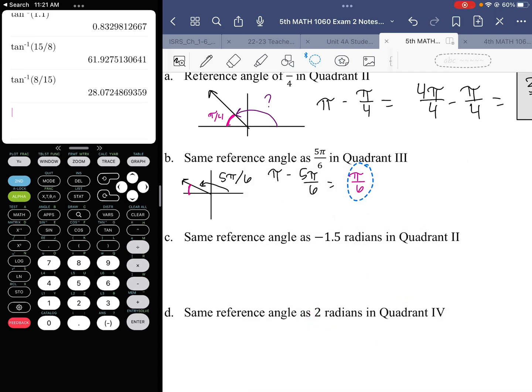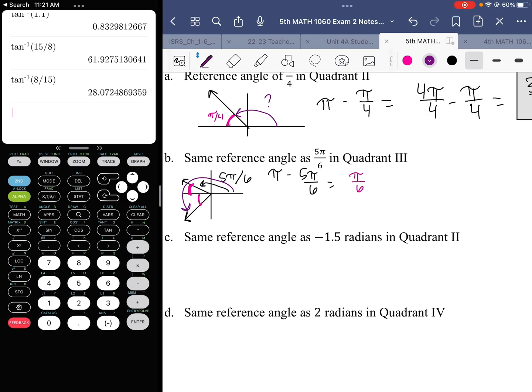But then it wants that same reference angle, but in quadrant 3. So what I want is the angle that's down here, but I want this to be the same as this one up here. And the question is, okay, but then what is this angle, right?